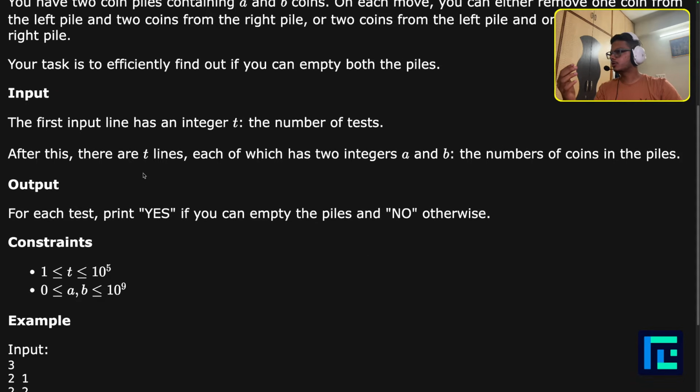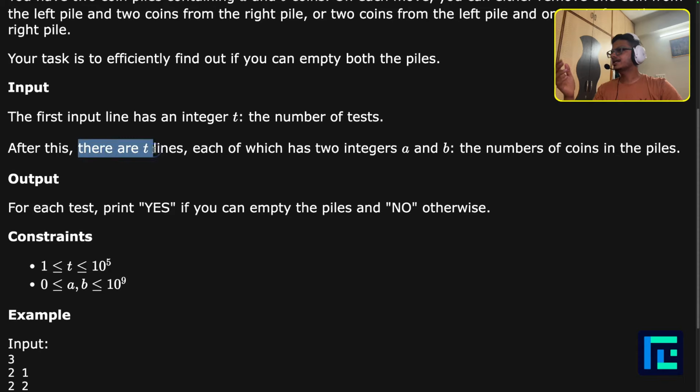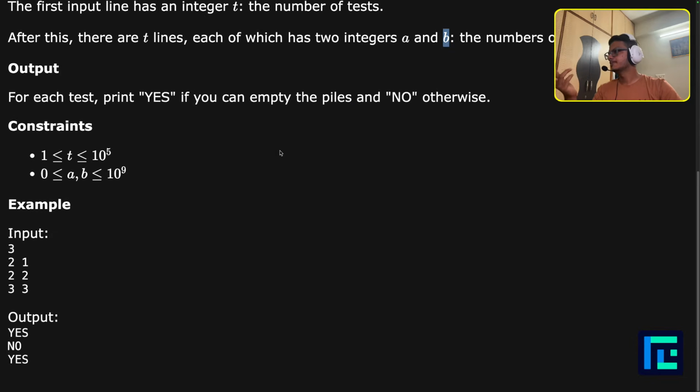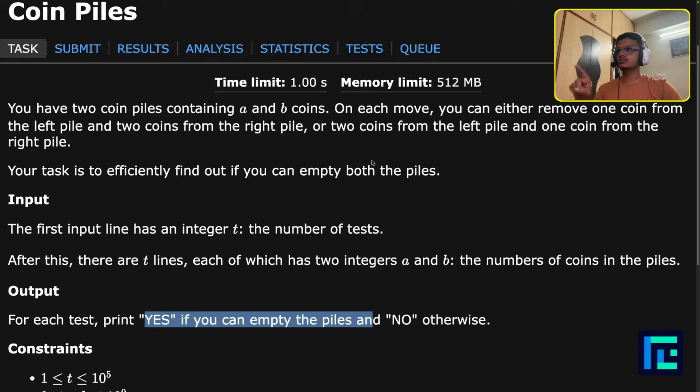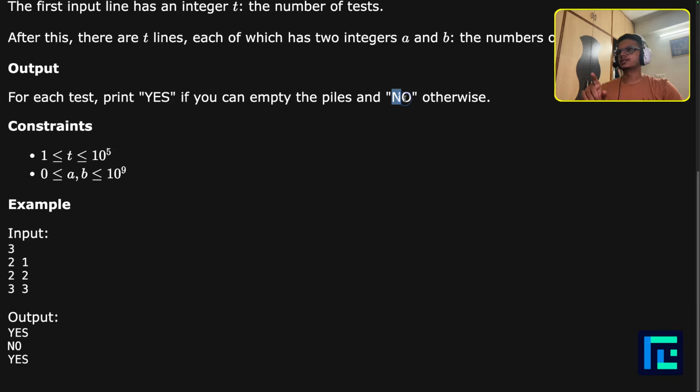More concretely, in the first input line, we'll have the integer t. So there will be some test cases given here. After this, there are t lines, each of which has two integers a and b, the number of coins in the first pile and the number of coins in the second pile. For each test case, we have to output yes if we can empty the piles by the moves that we have defined, that is, subtract either 2, 1 or 1, 2, and no otherwise. If you cannot empty the piles, then you print no.